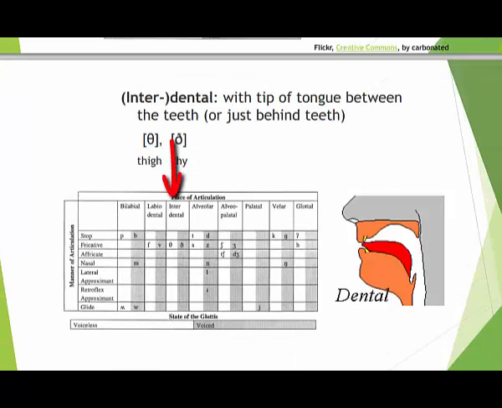Interdental just means between the teeth. So these sounds are produced with the tip of the tongue between the teeth or just behind the teeth. Thigh is one and thy is another. These are actually kind of weird sounds and actually pretty rare sounds when you look at the world's languages. And people who are not native English speakers will often substitute some other sound for th, like the d sound. So instead of saying there, they might say dare.